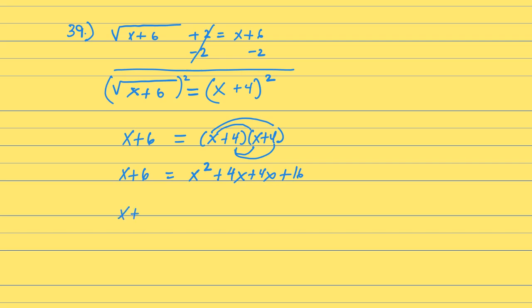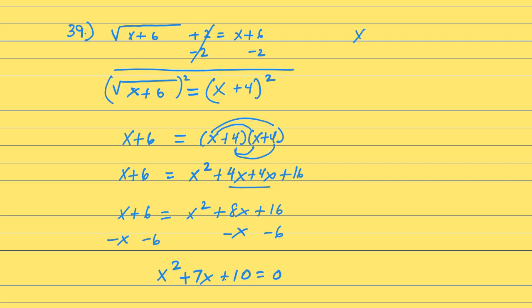So you have x plus 6 equals x squared, combine like terms, plus 16. And since we want everything to be on one side, we're going to have to subtract x, subtract 6, subtract x, subtract 6. So what do we have? We have x squared plus 7x plus 10 equals 0. And we're going to solve this by factoring.